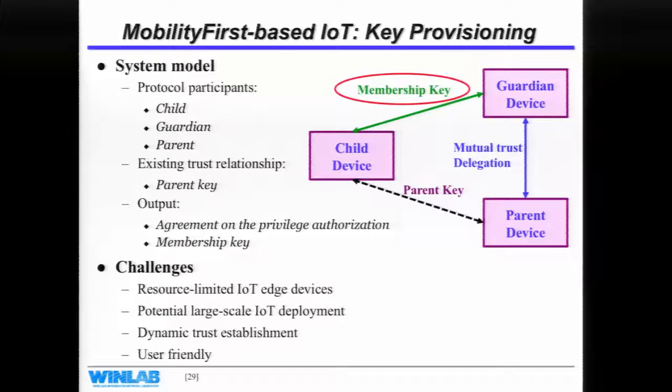We look at this system model, and we realize several challenges. First, the child device is a resource-constrained device, so it is unable to handle many heavy-duty tasks. Also, many IoT systems involve large-scale deployment, and hence they cannot be monitored or subject to complicated operations, for example, rekeying. And third, there is a dynamic trust establishment between the guardian and the parent. The last one, user-friendly, because no IT professional should be required.